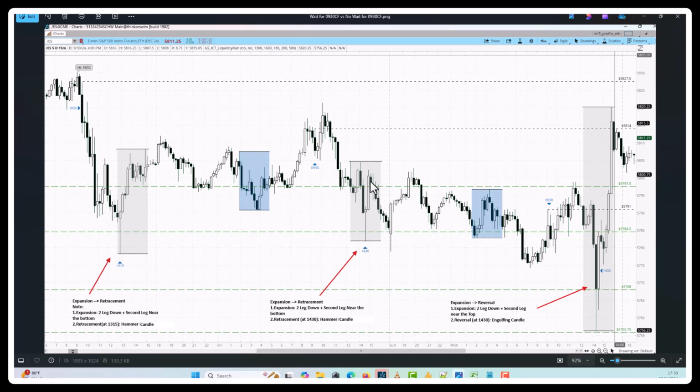You see the retracement. And one thing we point out right here, the retracement for these two cases is similar. The time is a little bit different: this one is about 1:15 p.m., and this one is 2:30 p.m. But the retracement is very similar. You have a hammer candle right there, and then boom.